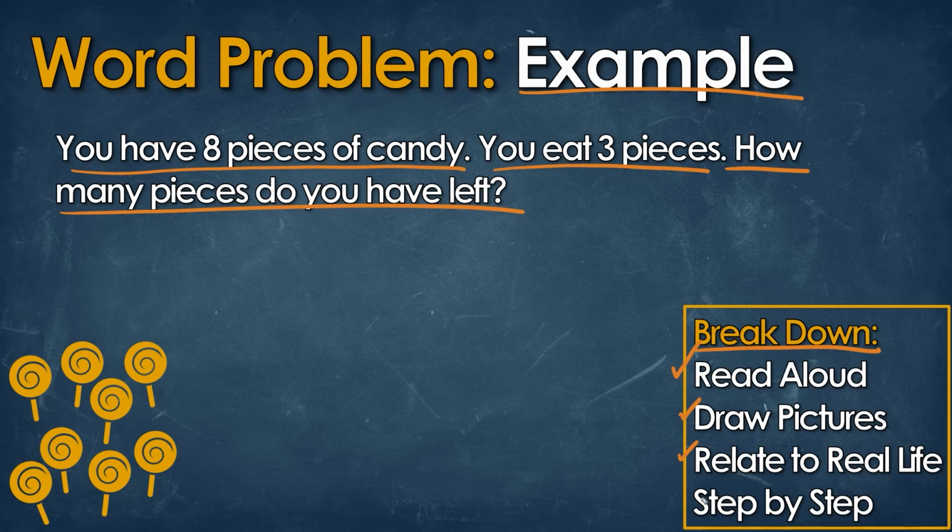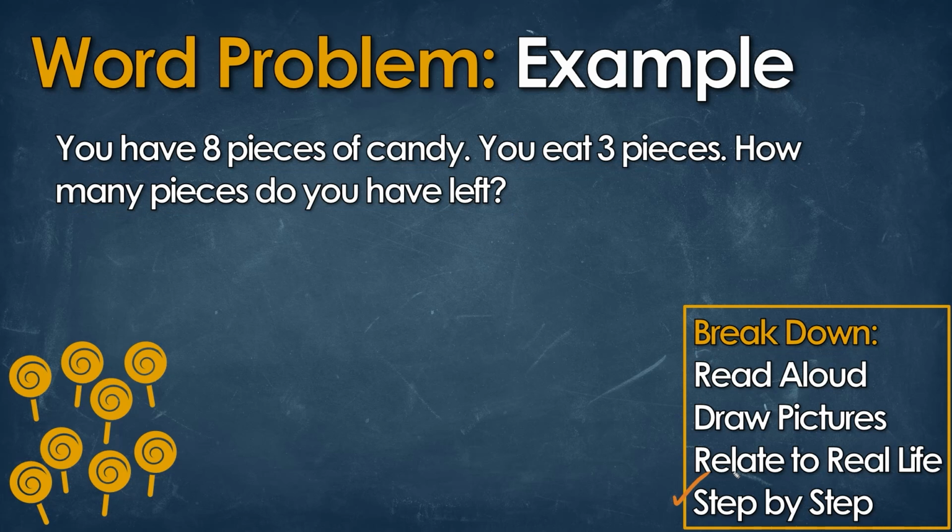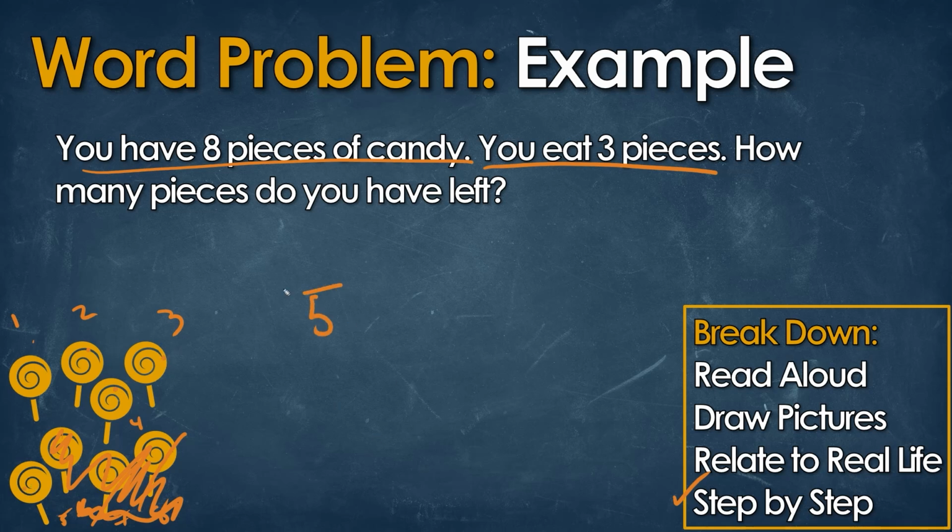So we'll then go ahead and we're going to solve this step by step. So we'll talk again. We have our 8 pieces of candy. Let's see, we have 1, 2, 3, 4, 5, 6, 7, 8 lollipops here. And we say we ate 3, so we have removed 3, right? We have 3 that are gone. So we can cancel out 1, 2, 3. These don't exist anymore. So now we have 1, 2, 3, 4, 5 pieces of candy left. So our answer would be 5.